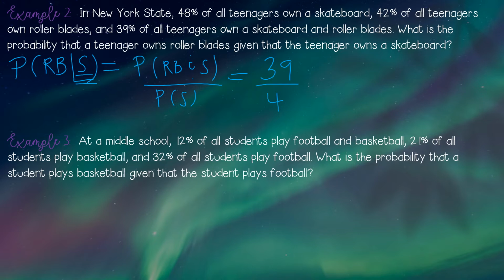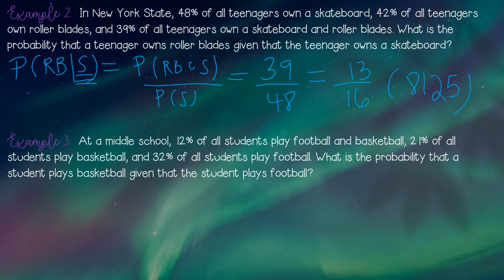So 39 over 48. That does simplify to 13 over 16, and I'm completely fine with you leaving it like that. Some people like to change that to a decimal, so you could potentially turn it to a decimal, which would be 0.8125. But I'm totally fine with you leaving it as 13 over 16.